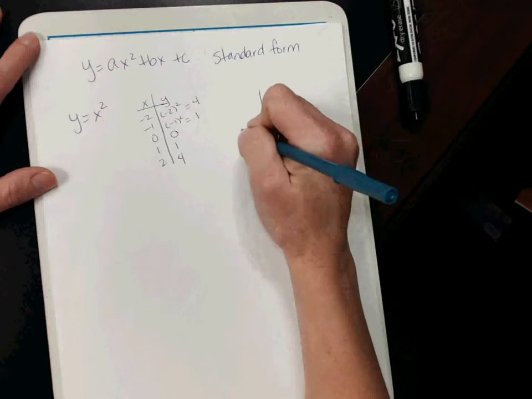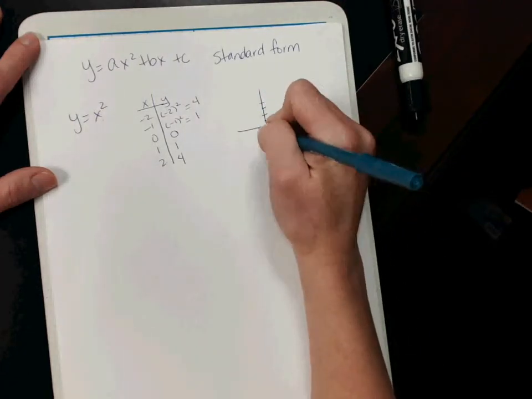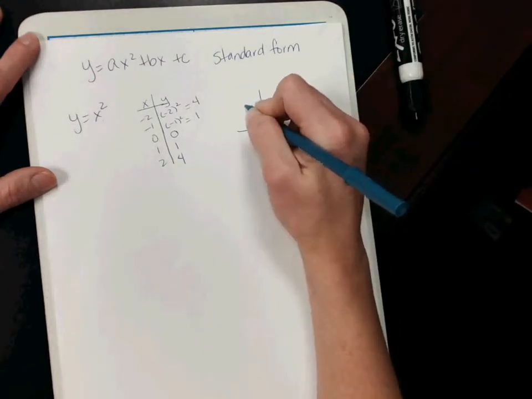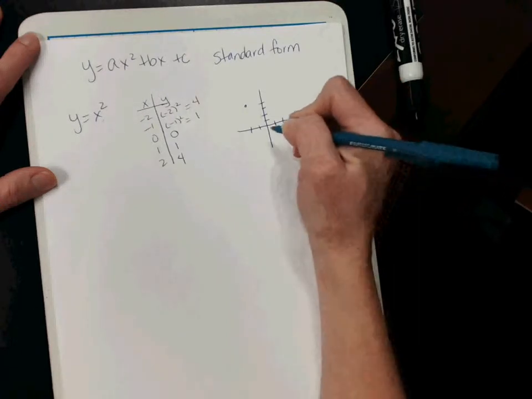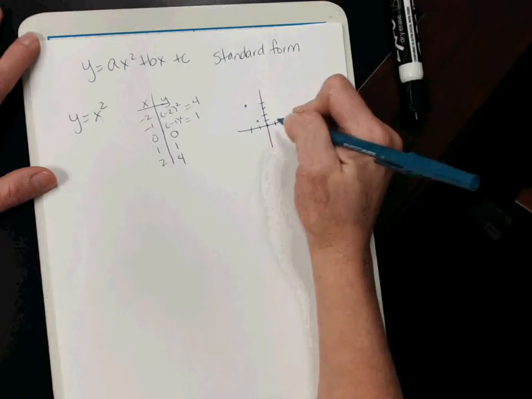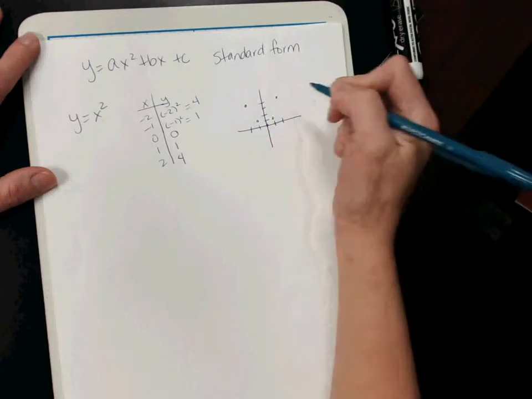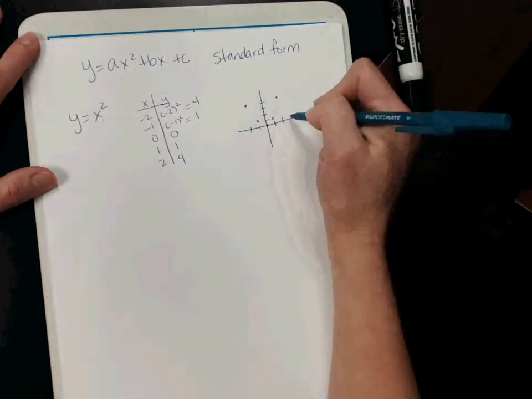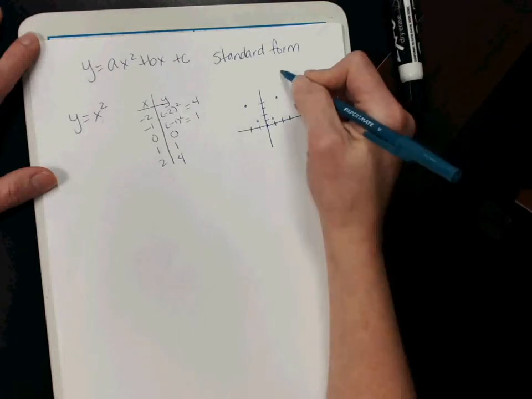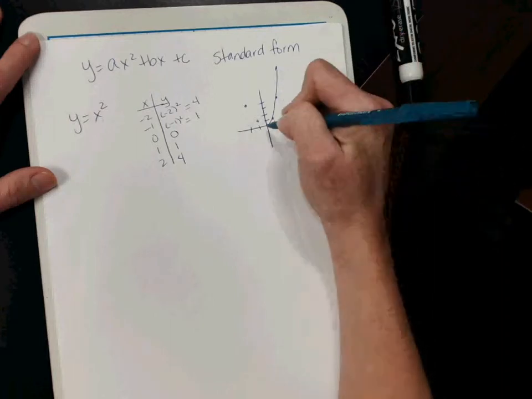So if I'm looking at its graph, we said at -2 I'm up here at 4. At -1 I'm at 1. At 0 I'm at 0. At 1 I'm at 1. And then at 2 I'm also at 4. And so we're going to connect our dots. If we plugged in 3, 3 squared is going to be 9. So it's way up here. So we know it's just going to continue on up.